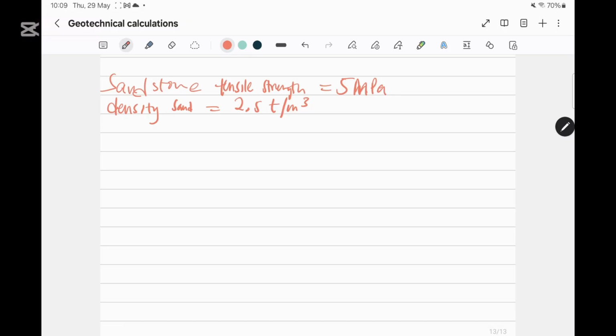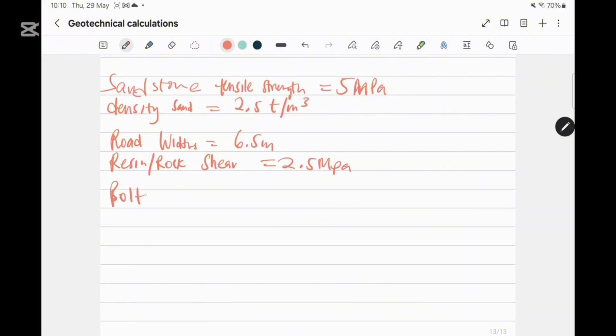Okay, let's see, what else are we given? Oh, we're given the road width. The road width is equal to 6.5 meters. Then the rock shear resistance is equal to 2.5 megapascals.